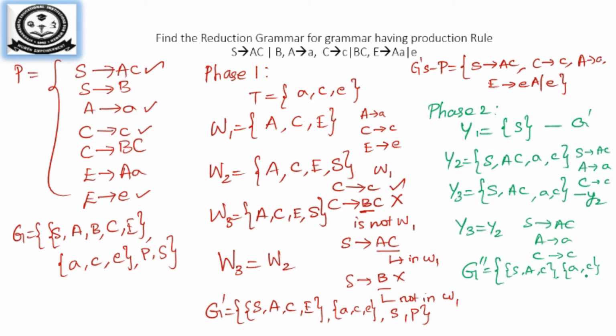Okay, only A and C alone. Then my start symbol is S. Okay, then my production rule is S tends to AC. Then A tends to small a and C tends to small c. So this is the reduced grammar for the given production rule.